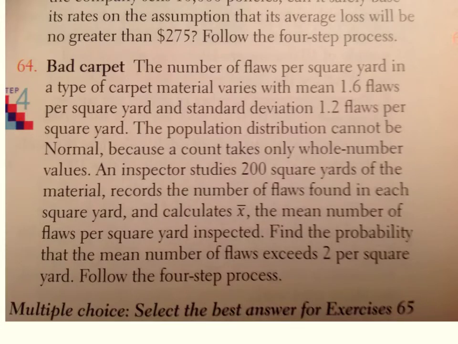All right, let's work on this problem. The number of flaws per square yard in a type of carpet material varies with a mean of 1.6 flaws per square yard and a standard deviation of 1.2 flaws per square yard. The population distribution cannot be normal because a count takes only whole number values. An inspector studies 200 square yards of the material, records the number of flaws found in each square yard, and calculates X bar, the mean number of flaws per square yard inspected, in his sample. Find the probability that the mean number of flaws exceeds 2 per square yard. Follow the four-step process. That's our ICCI.